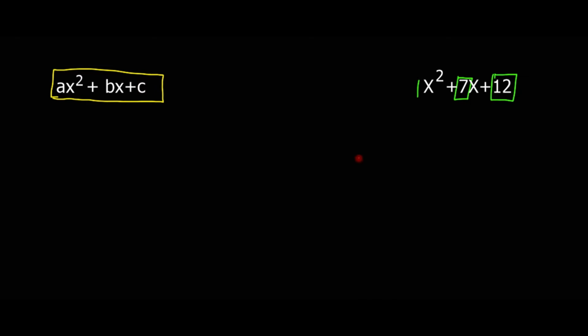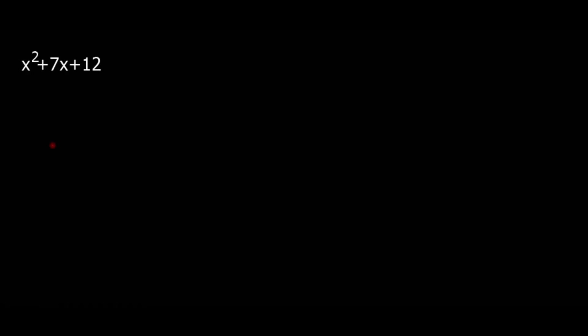Let's look at our first example: x squared plus 7x plus 12. Always factorize a trinomial using 2 brackets, and always write x in the first position of each bracket, because x times x is x squared. So that is why we write x here and x here.